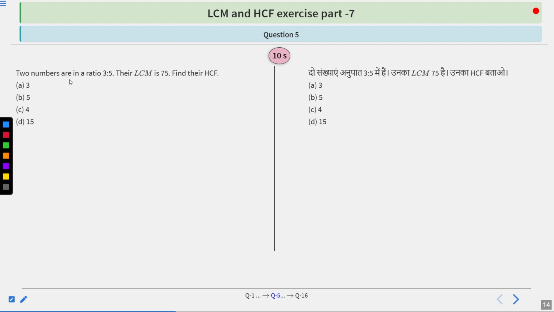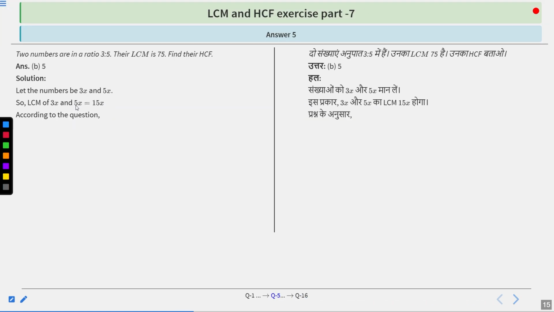Two numbers are in ratio 3:5. Their LCM is 75. Find their HCF. And options are 3, 5, 4, and 15. Now the numbers were in ratio 3:5. So let the numbers be 3x and 5x.